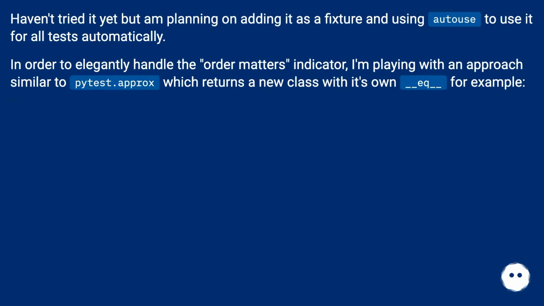In order to elegantly handle the order matters indicator, I'm playing with an approach similar to pytest.approx, which returns a new class with its own __eq__ for example.